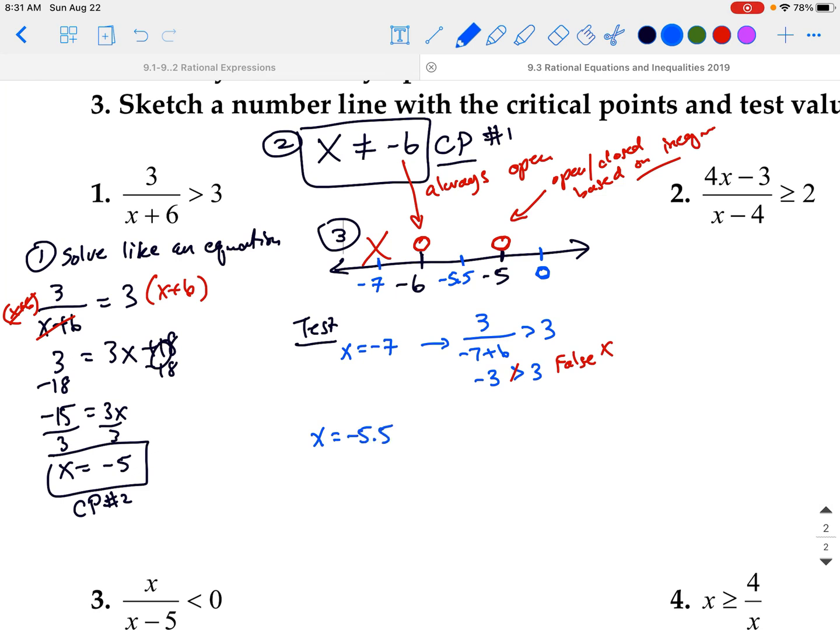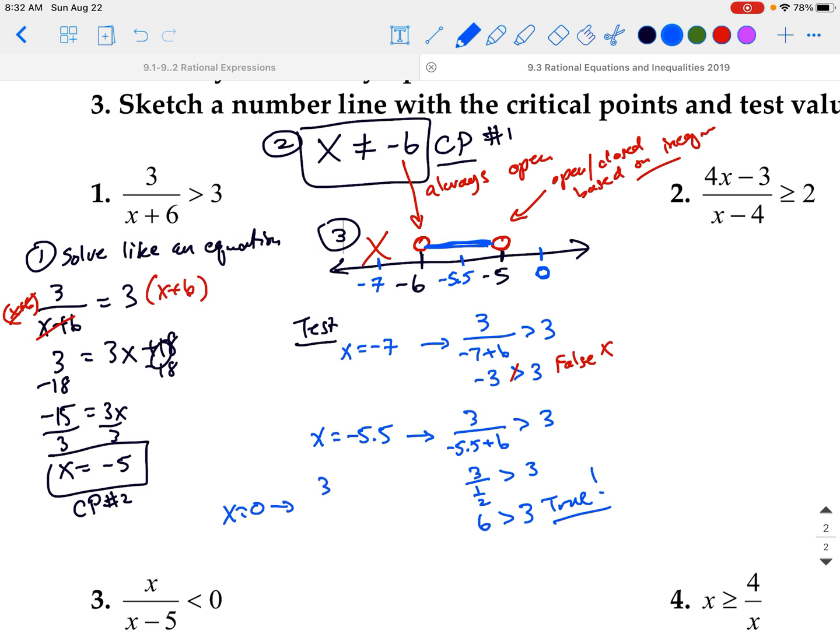If x equals negative 5.5, we'll get 3 over negative 5.5 plus 6 is greater than 3. So that's going to be 3 divided by a half. But 3 divided by a half is the same as 3 times 2. So we'll get 6 is greater than 3, and that is true. So that means we do have solutions between negative 6 and negative 5. In fact, any number between them will be a solution. And then 0.